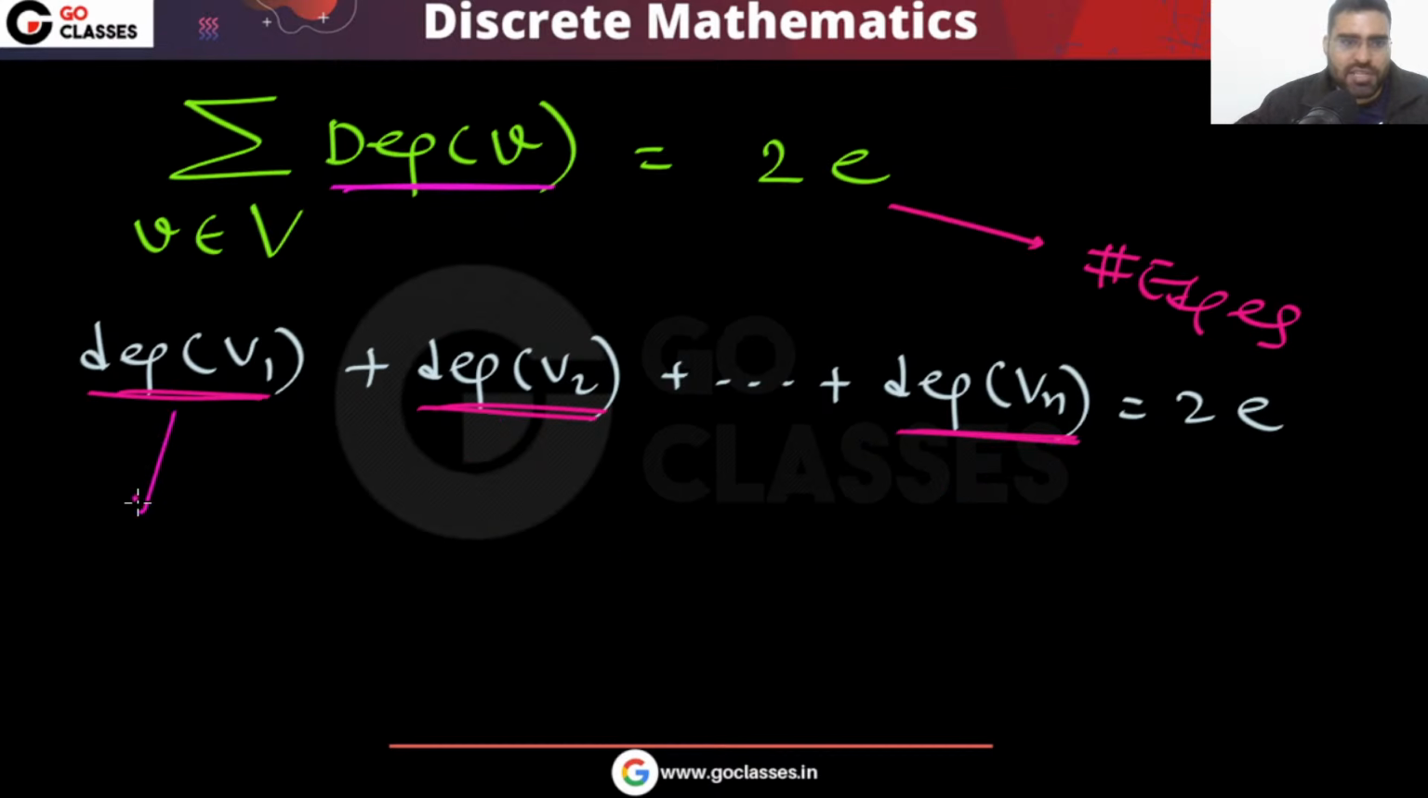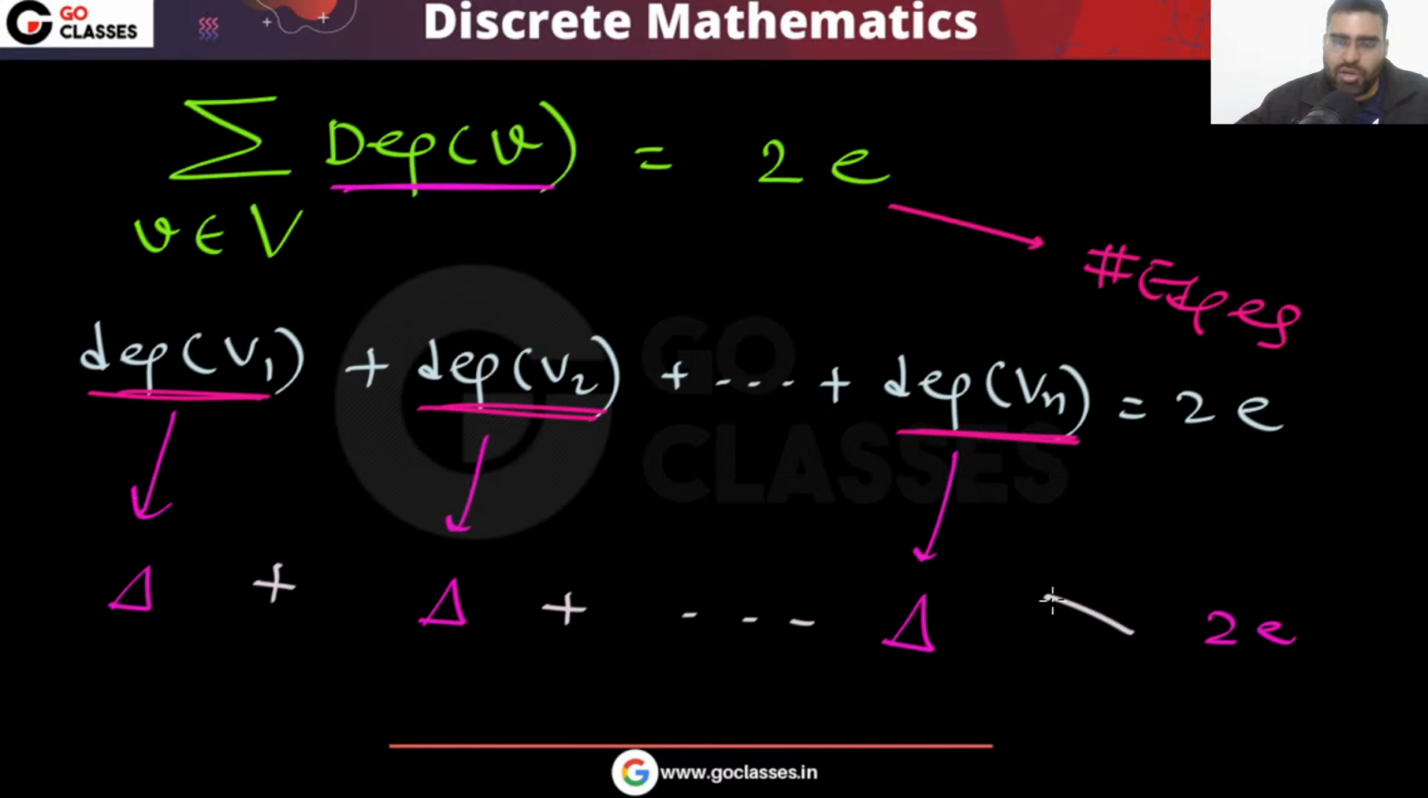If I replace everything with maximum degree, now which side will be bigger? I replace everything with maximum degree. Now which side will be bigger? Now you can notice that LHS will be bigger. Okay, LHS side will be bigger.